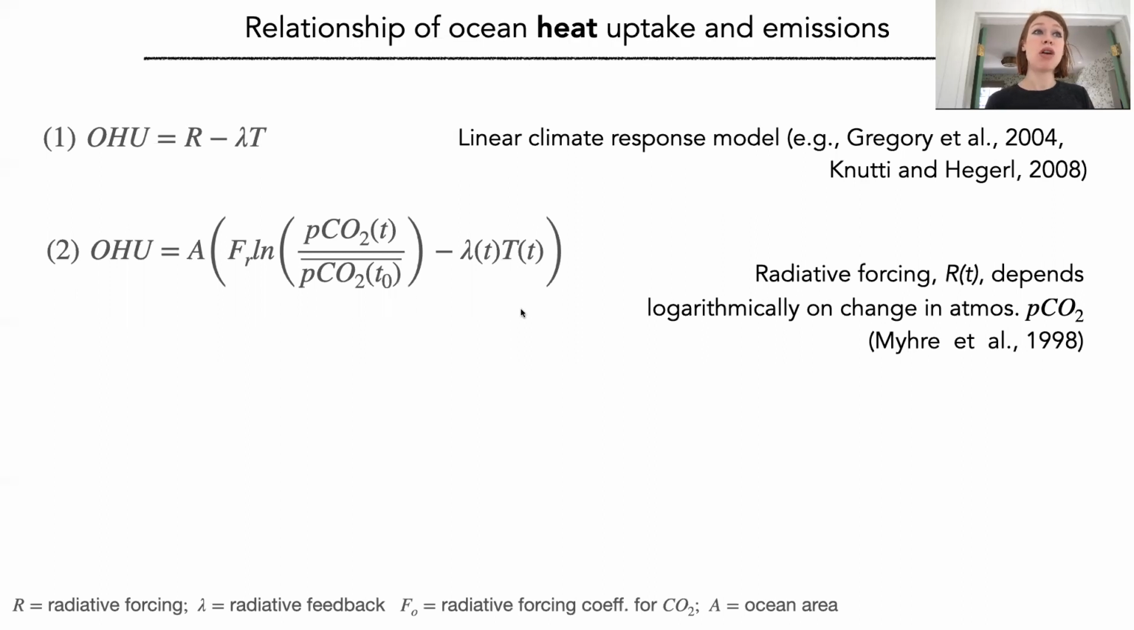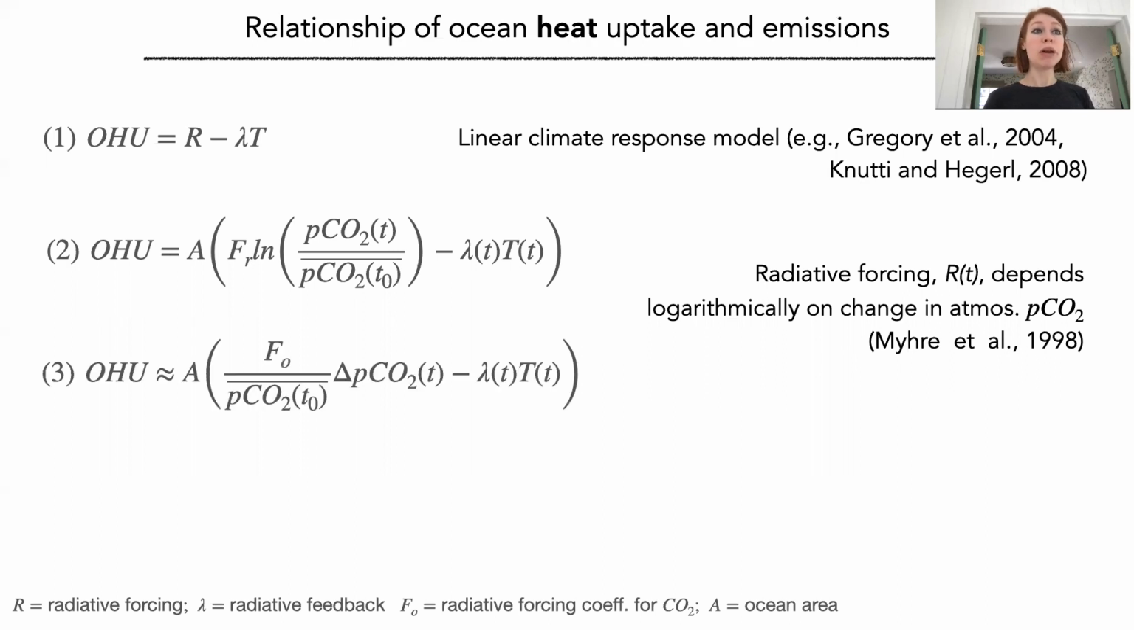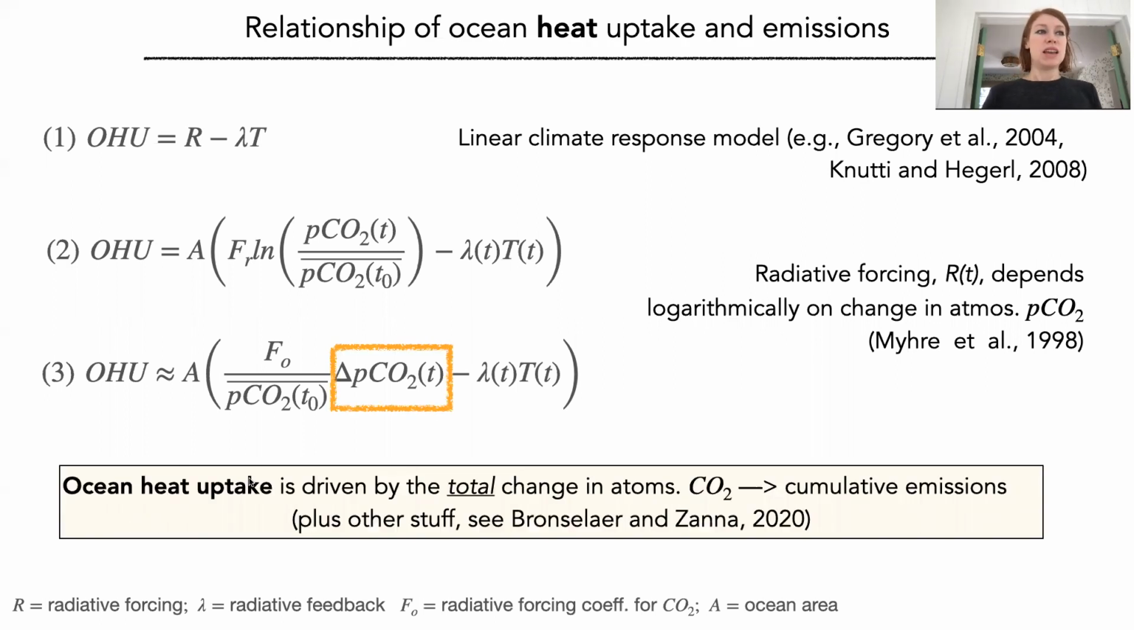Then we can describe this radiative forcing as a logarithmic function of pCO2 in the atmosphere times some constants, and then do a little bit of simplification. Don't worry about the details. The key point here is that for this back of the envelope argument, we're showing that ocean heat uptake is driven in part by the total change in atmospheric pCO2, this value here, which is quite linked to the cumulative emissions. So how much the pCO2 changes depends not only on what's happening now, but the time history of that forcing.